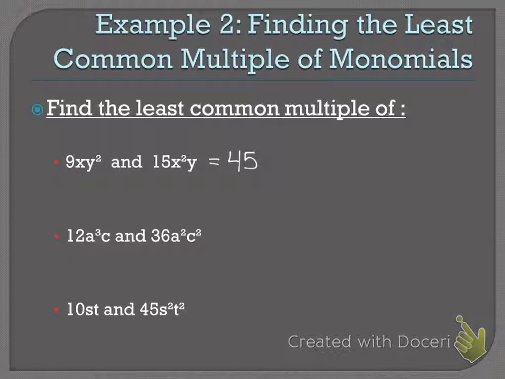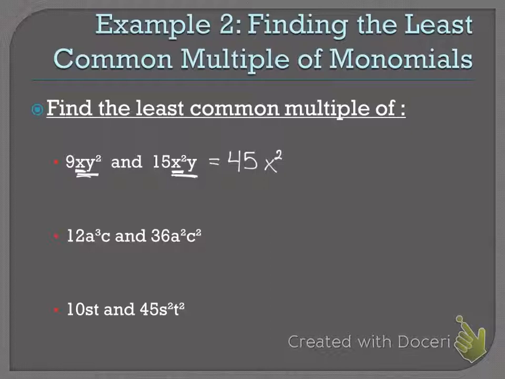Now I need to look at my variables. Remember, whatever I write in my LCM, both numbers need to be able to go into. So I'm going to choose the larger of the two exponents. You see we have an x with my 9 and an x squared with the 15. So which one's bigger? x squared. So I'm going to write an x squared in my LCM.